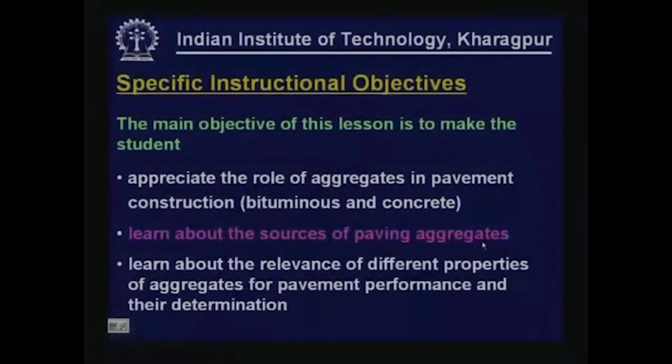The main objective of this lesson is to make the student appreciate the role of aggregates in pavement construction of both types of pavements, bituminous as well as concrete pavements. Learn about the sources of paving aggregates, natural and manufactured aggregates. Also learn about the relevance of different properties of these aggregates as far as pavement performance is concerned, and the determination of these properties.